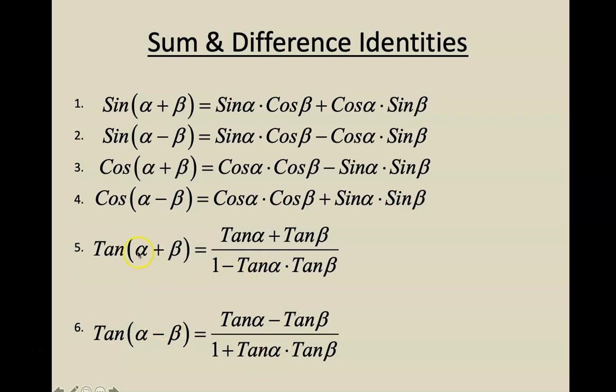But tangent A plus beta starts off with tangent A plus tangent B on the top, and then over 1 minus tan A tan B. Tangent A minus B, or alpha minus beta, starts off tangent alpha minus tangent beta over 1 plus tan A tan B. So again, if it's tangent A plus B, it's plus on the top, different sign on the bottom. Tan A minus B, minus on the top, change it on the bottom. These are also some good identities to write down.